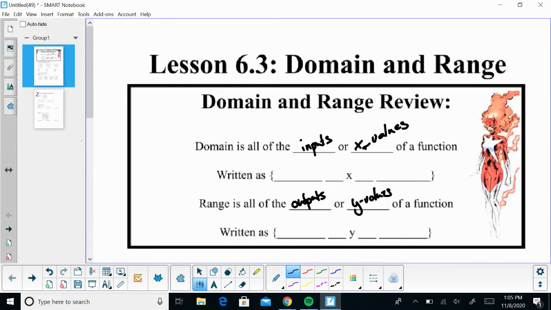So when we write out our domain and range in interval notation, we're going to have our brace, and then we're going to do the smallest x value is less than x, which is less than the largest x value. Same with our outputs. We're going to have the smallest y value is less than y, which is less than the largest y value.